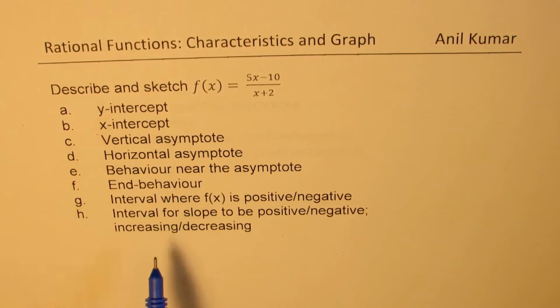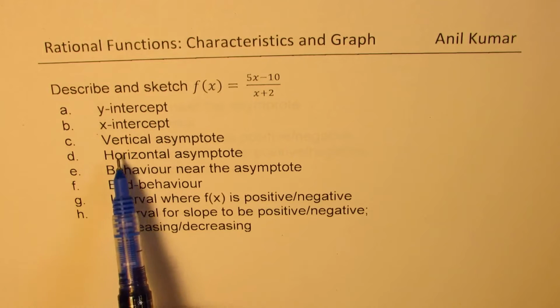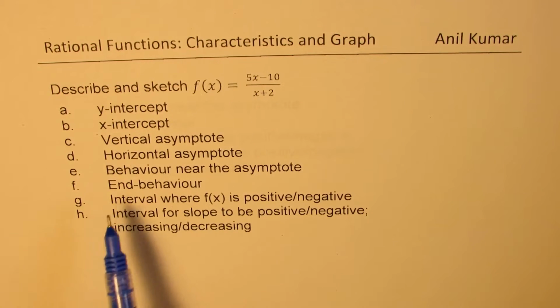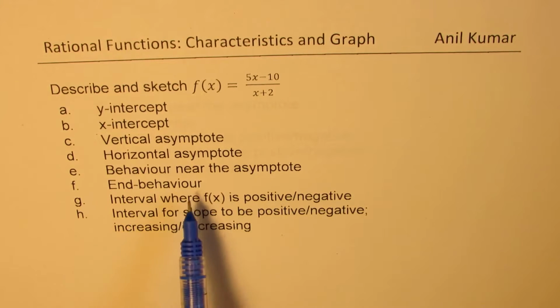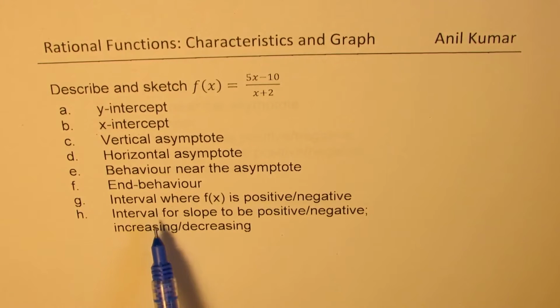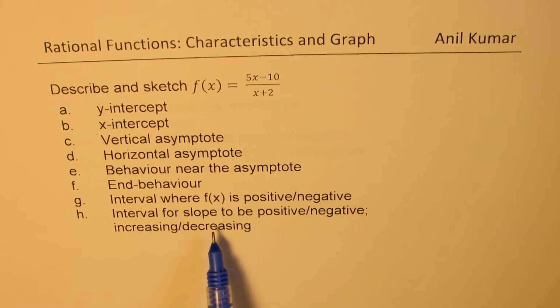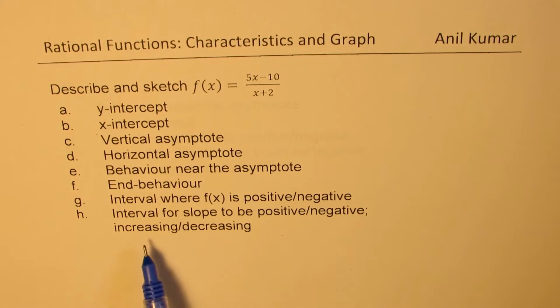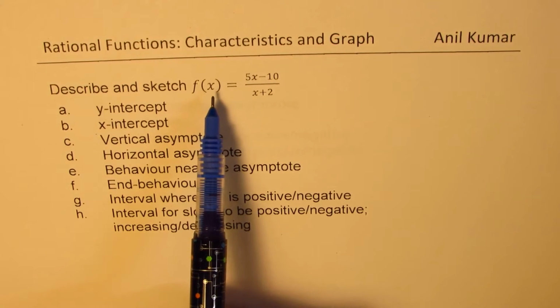Now I'll find a few parameters which are listed here, that is y-intercept, x-intercept, vertical asymptotes, horizontal asymptotes. Then we'll figure out behavior near the asymptotes, the intervals where f of x is positive or negative, and the intervals where the slope is positive or negative, increasing or decreasing, right? So all these characteristics we'll discuss. Let's begin with the function itself.